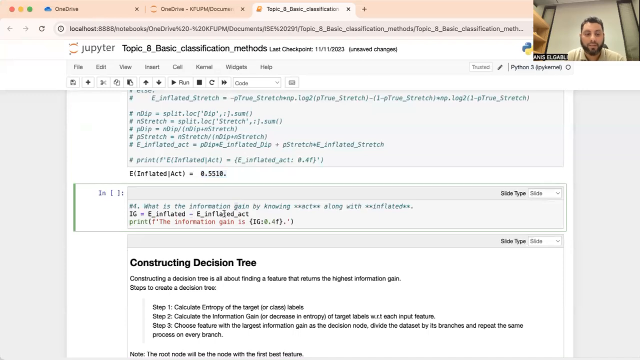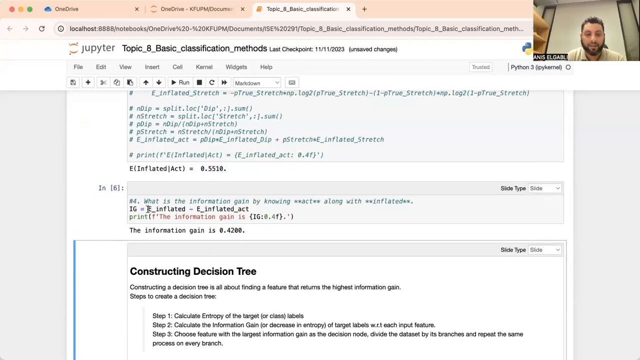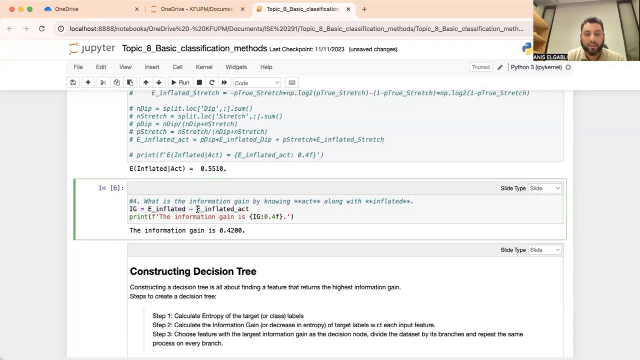So then we can just compute the information gain, which is the difference between these two: the entropy of inflated minus the entropy of inflated given act, and that's equal to 0.42. That's the reduction in the uncertainty we achieve by knowing the value of act.